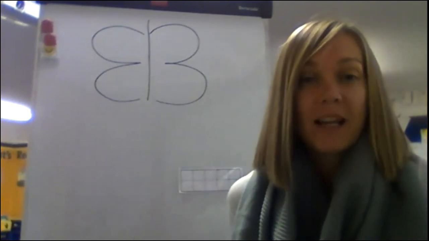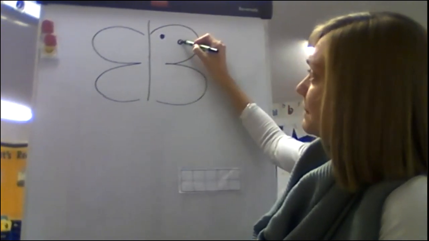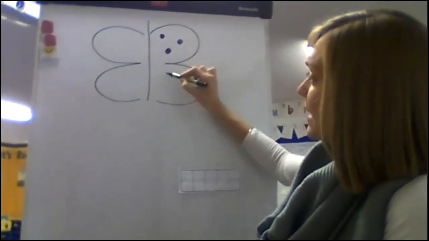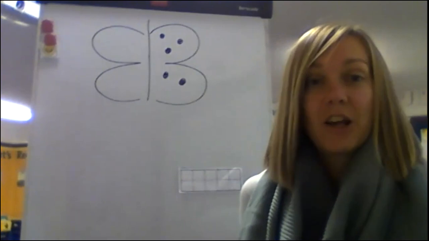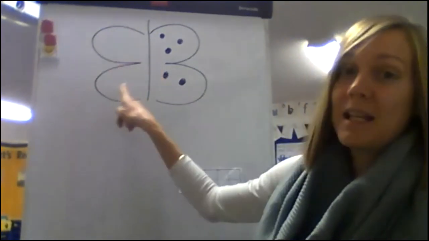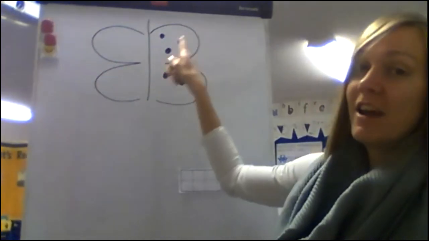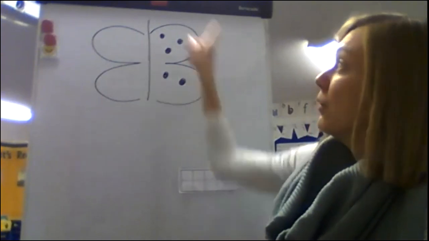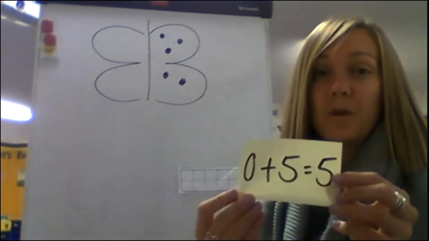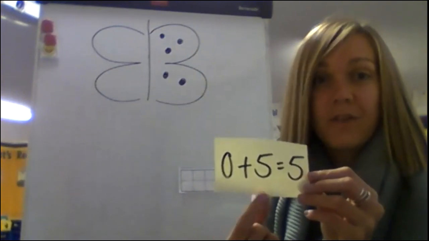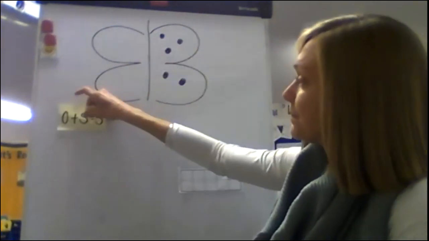Now if I want to do my number bonds to 5, I'm going to have 5 dots on my butterfly. 1, 2, 3, 4, 5. Now, if I was having a look at that number bond, I would have a look at how many dots I've got on this side of my wing. I've got 0. And on this side of my wing, I've got 5. Now, altogether, I still have 5. So my number sentence would be 0 add 5 equals 5. 0 on this side, 5 on this side.